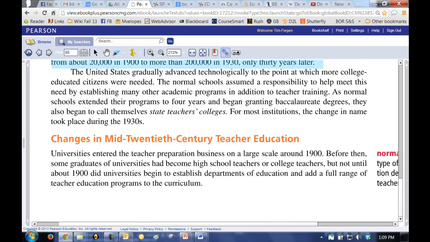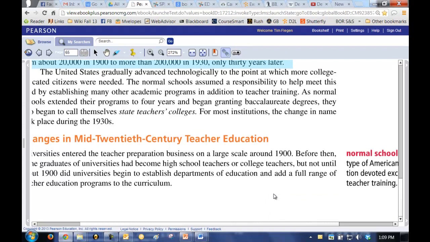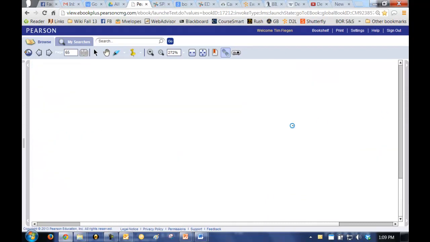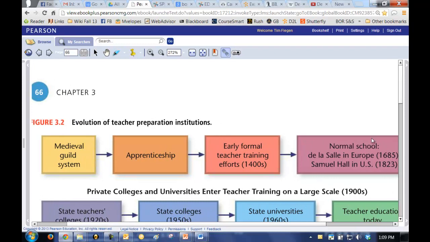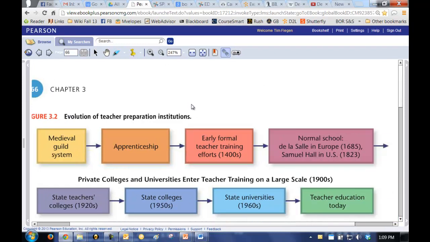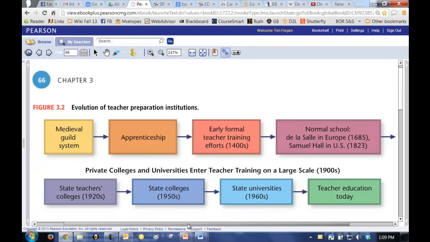And changes in the mid-20th century. Universities entered the teacher prep business at a large scale in 1900. Before then, there were some graduates, but not until 1900 did the university begin to establish departments of education, with a full range of programs. Back that up a little bit. This is the evolution of teacher prep institutions.